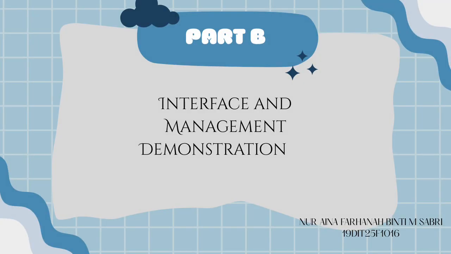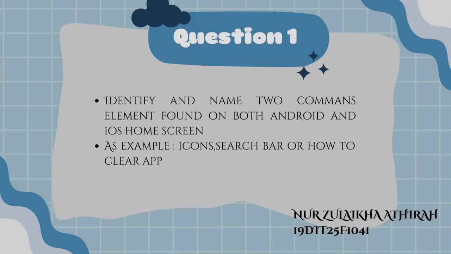Now we are moving to Part B, interface and management demonstration. Question 1. Identify and name two common elements found on both Android and iOS home screens. As examples, icon, search bar, or how to clear apps.